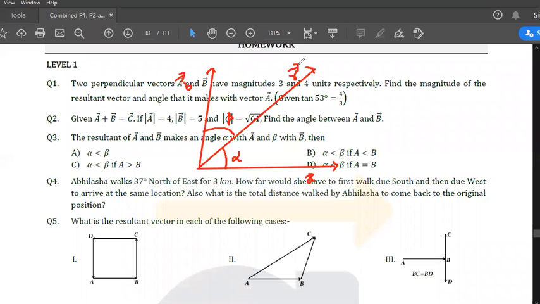Now we have options. Just think about this. You have to think logically. Alpha is less than beta if A is less than B. Alpha is less than beta if A is greater than B. And alpha is less than beta if A is equal to B. Just think and tell me.